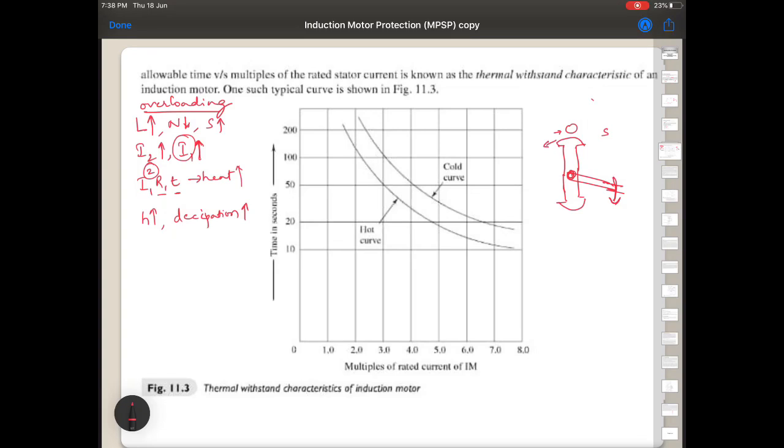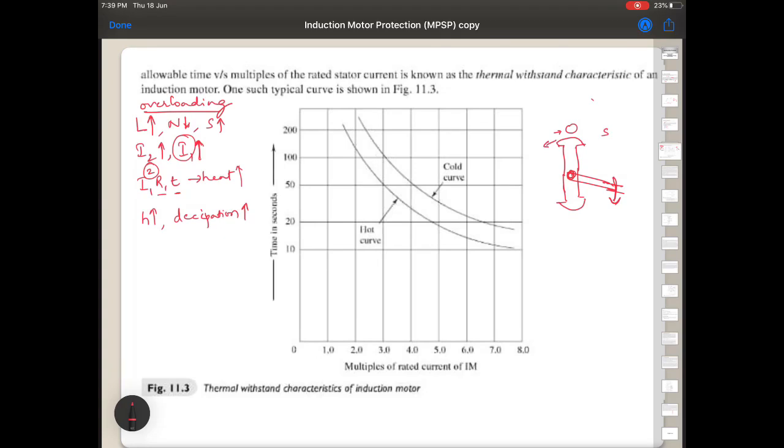Okay, so this explanation holds good for the stator as well as the rotor. See, if rotor current increases, stator current also increases. It works on the principle of a transformer. So if secondary current increases, primary current also increases. So here, what happens to this heat? We will see.